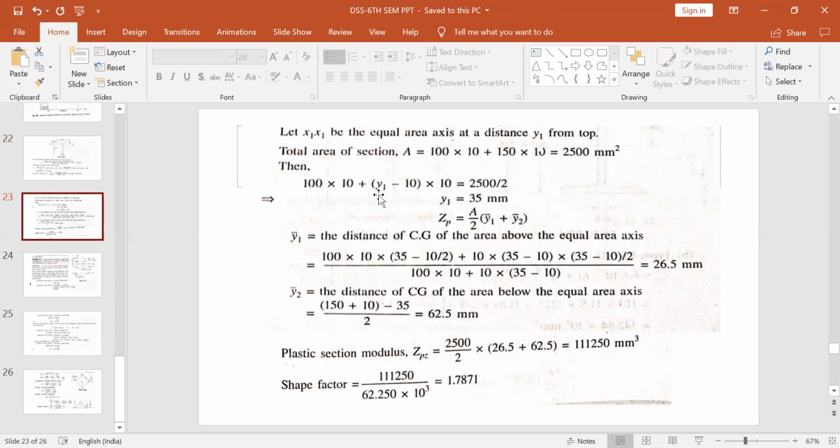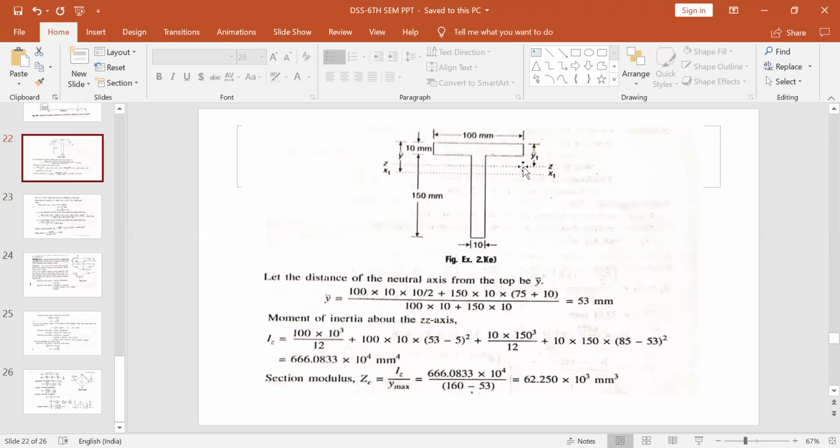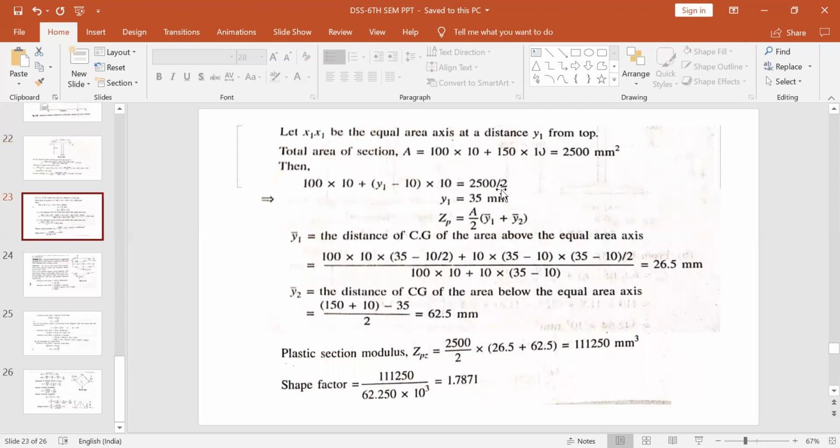Here they have taken y1 as the entire distance. So this entire distance is y1 and this distance is 10. So what will be this distance? This distance will be y1 minus 10. So y1 minus 10 is the depth of this section, and the breadth is 10. So the area will be 10 into (y1 minus 10) plus 100 into 10 equal to 2500 by 2. So this gives y1 as 35. This is y1.